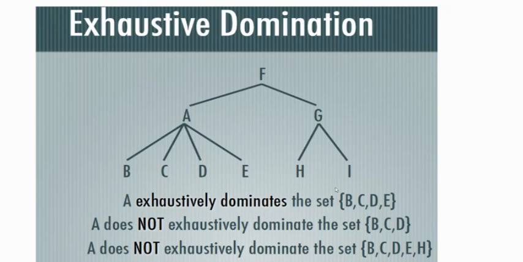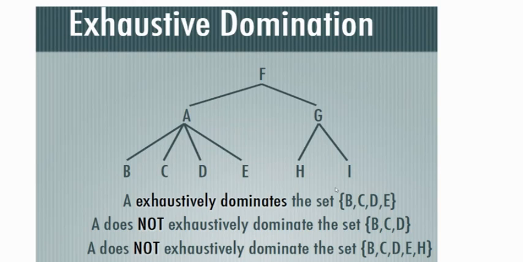That A exhaustively dominates the constituents under it, under that node. A exhaustively dominates B, C, D, or those constituents. But A does not exhaustively dominate just B, C, D, because B, C, D, maybe they need E to form a constituent. You have to dominate everything, B, C, D, E, but not just B, C, D. What about E?